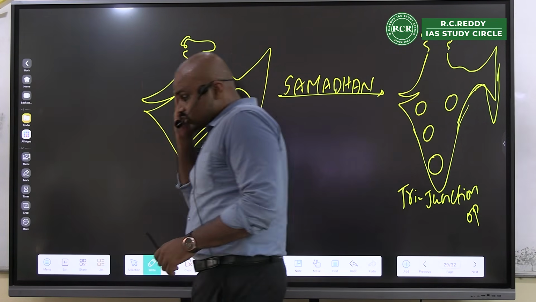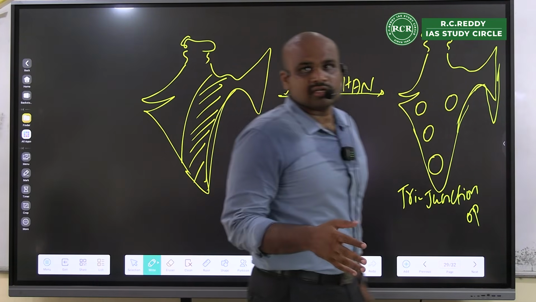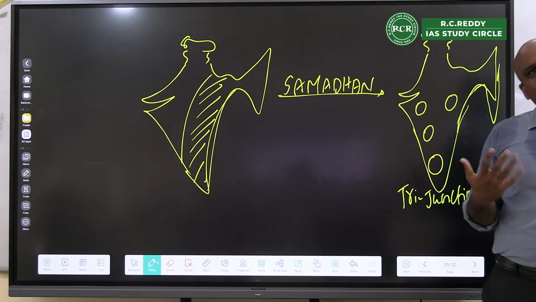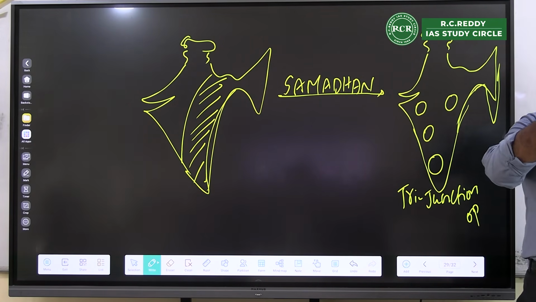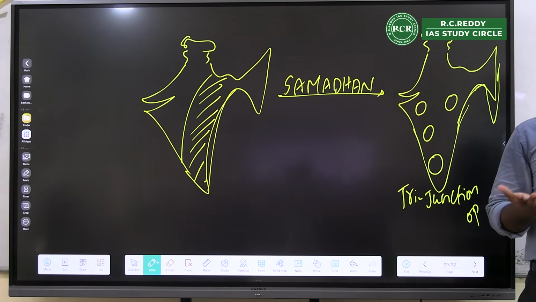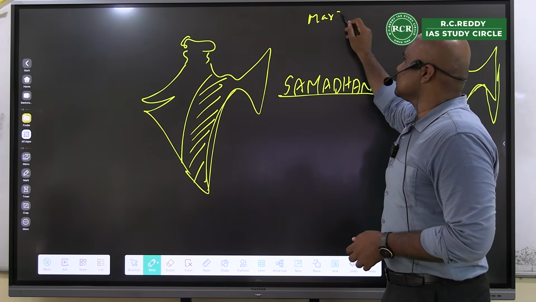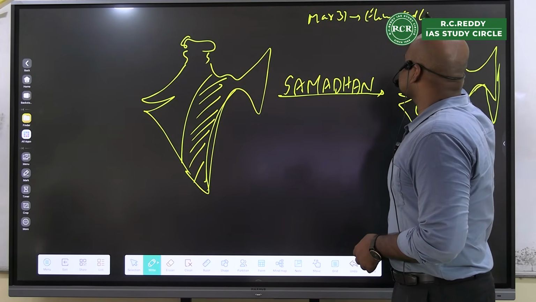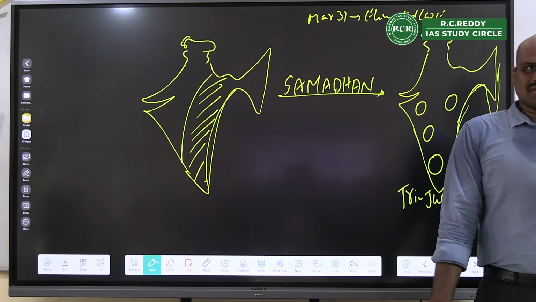For example, one of the very famous tri-junctions is Karnataka, Kerala and Tamil Nadu. That is a tri-junction where you see Naxalites operating. But is this relevant after March 31st, 2026? No. What is the official report after March 31st, 2026? They say we have eliminated left-wing extremism. Are you understanding this, right?